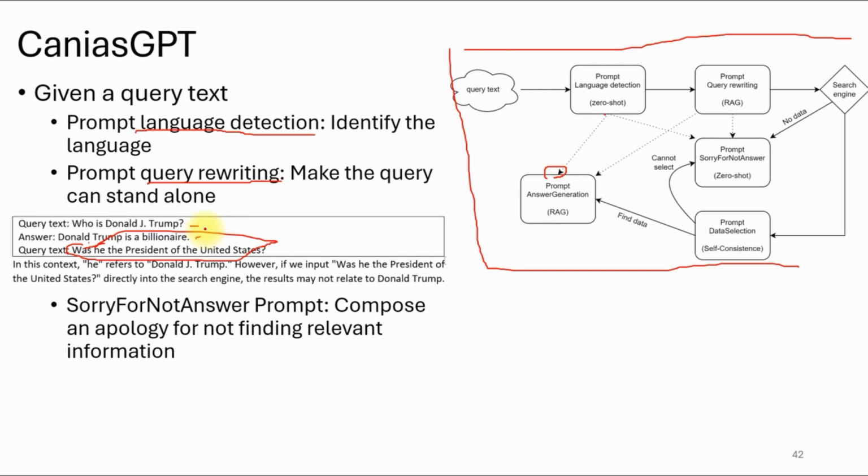So by query rewriting the prompt, the last sentence will be rewritten as, "Was Donald Trump the president of the United States?" Then the search engine will make sense. We can search the good data. The "sorry for not answer" prompt will compose an apology if we cannot find relevant information. We'll just simply say sorry to them.